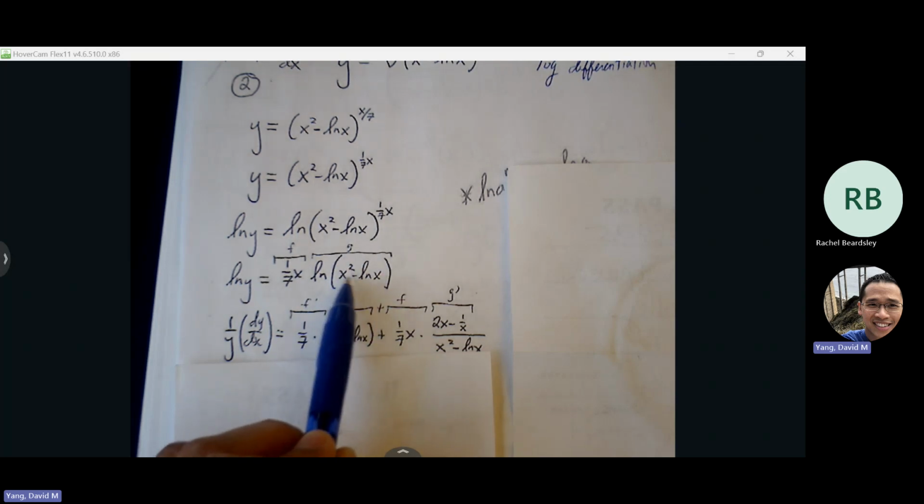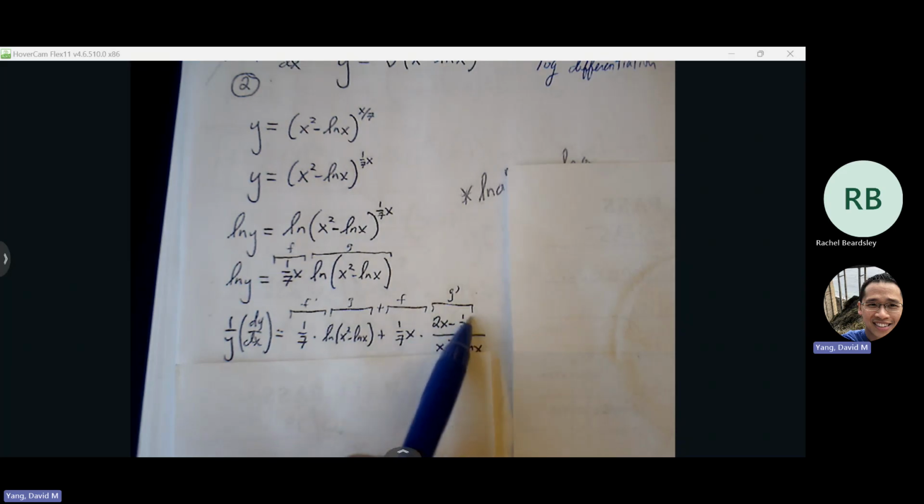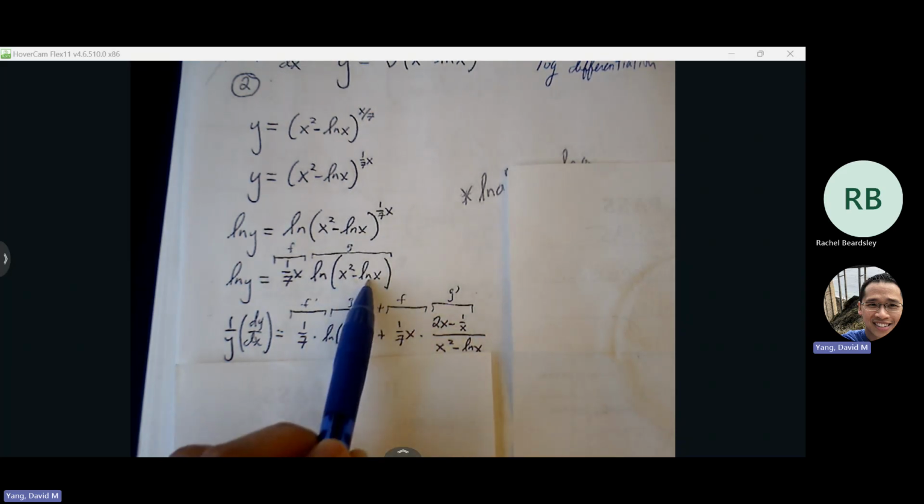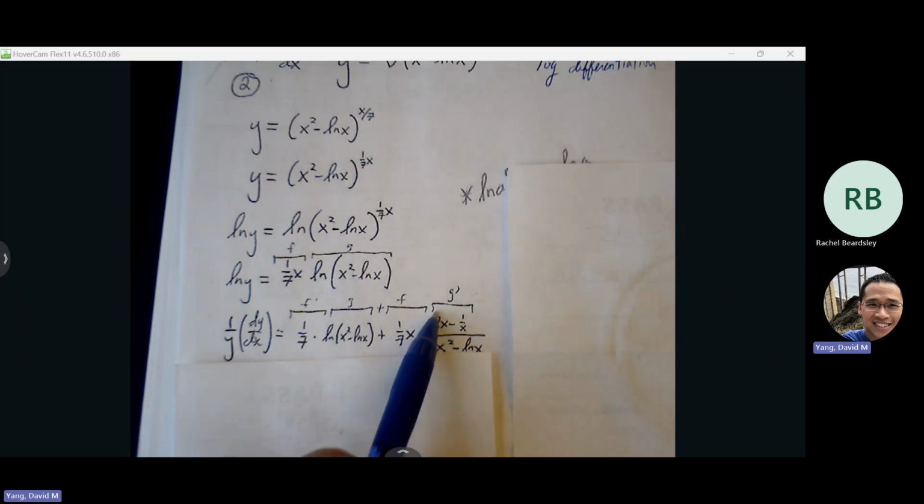So each term, we apply the derivative rule and put it up here in this u prime slot. So x squared becomes 2x. Natural log of x becomes 1 over x. So there's my u prime over u.